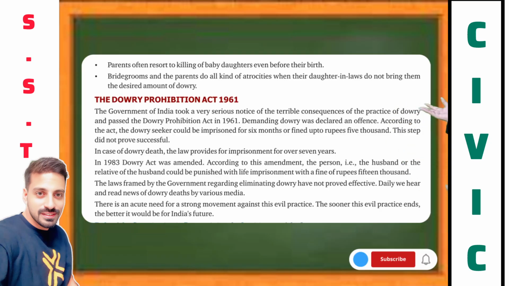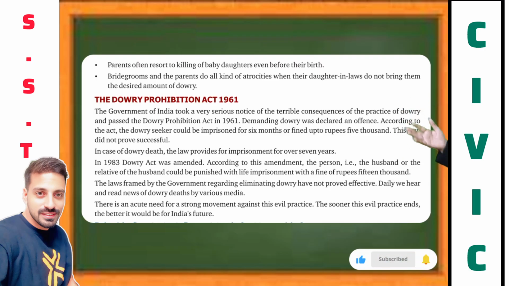The Dowry Prohibition Act 1961. The Government of India took very serious notice of the terrible consequences of the practice of dowry and passed the Dowry Prohibition Act in 1961. Demanding dowry was declared an offence. According to the act, the dowry seeker could be imprisoned for 6 months or fined up to rupees 5,000. This step did not prove successful. In case of dowry rape, the law provides for imprisonment for over 7 years.